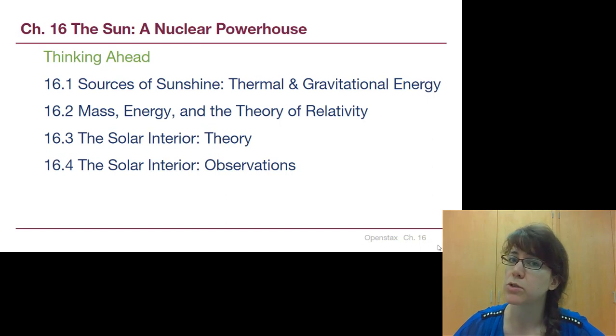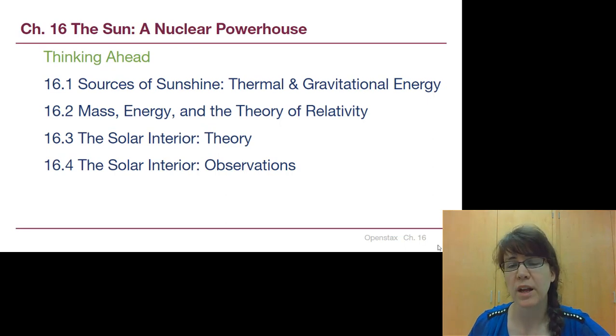Chapter 16 also covers the sun, but it focuses on the sun as an example star, and kind of takes a step back from the fact that it's part of our solar system and focuses more on the kinds of observations that we can make about the sun that we can for other stars as well.